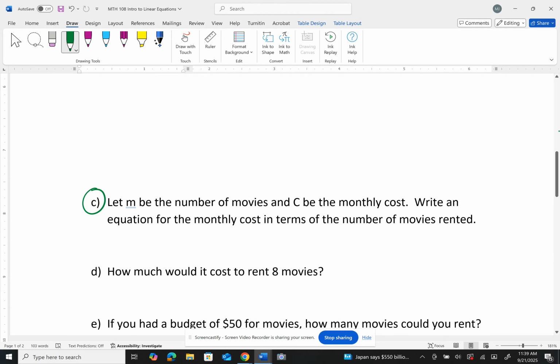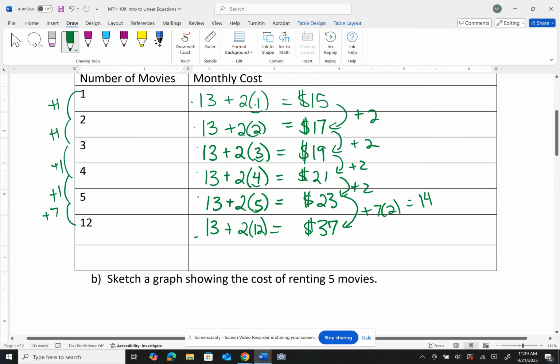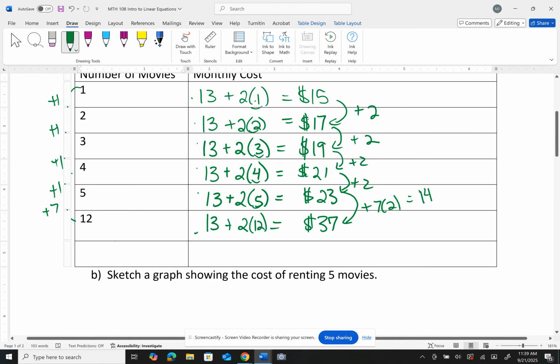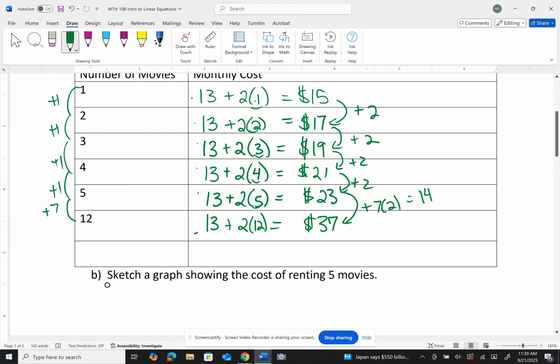So we want it to be something like C equals and then some expression over here that has an M in it. And a good way to do that is to go back up to the pattern you've created and analyze these patterns, kind of like we did back in chapter 1 when we were figuring out patterns to things. What I'm going to do is let M be the number of movies, and then I noticed that no matter how many movies, we always had 13 plus 2 times something, and when it was 12, we put a 12 in the parenthesis. When it was 5, we put a 5 in the parenthesis. So when it's an M, we can put an M there.